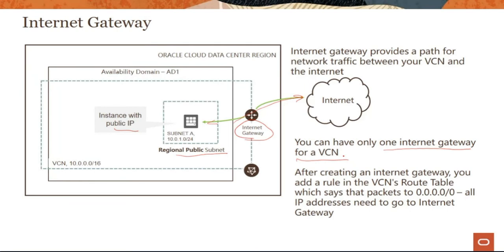All of them go through the one internet gateway which is available for the VCN. As we saw in the previous slide, after creating an internet gateway, you need to add a rule in the VCN's route table which says that packets to 0.0.0.0/0, meaning every IP address, need to go to the internet gateway. And if you do create an internet gateway, add a rule, and you have a web server, then you can start communicating to that web server.